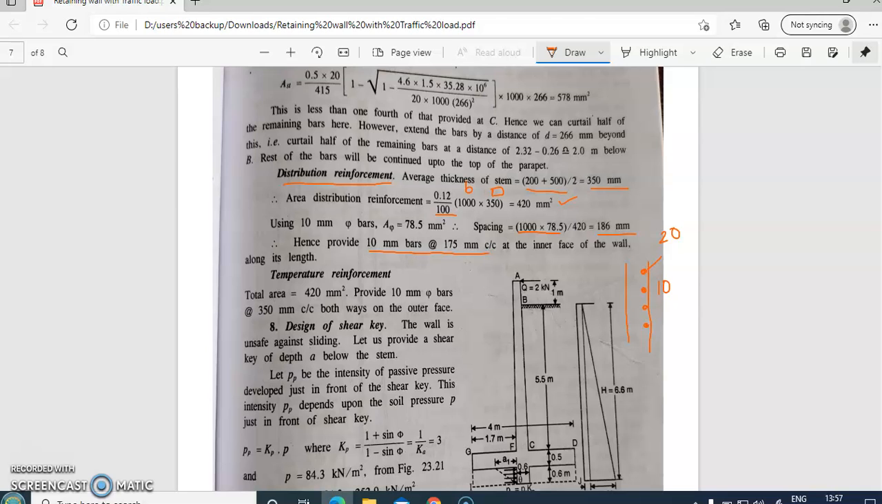On the outer face, we need to provide reinforcement to take care of any changes due to temperature, and we provide the minimum reinforcement of 420 mm square, but this is divided along both the directions. So we can provide 10 mm bars at 350 mm center to center both ways on the outer face. So this is how the stem is designed for inner face reinforcement and the outer face reinforcement.